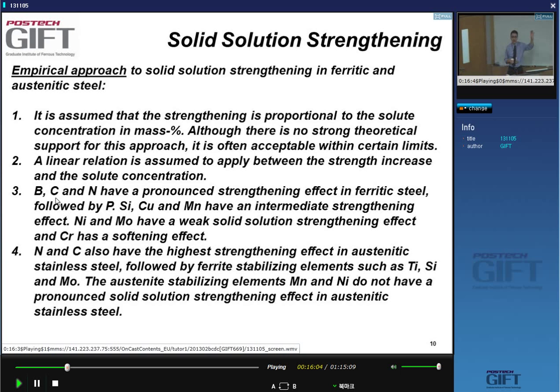Now, anything you know about solid solution strengthening in ferrite does not necessarily hold for austenite, yes? So manganese is a solid solution strengthener in ferrite, but it softens austenite. So when you have an austenitic steel and you add manganese, it doesn't get harder. In fact, there are many cases where manganese makes it a softer material. So be very careful, okay?